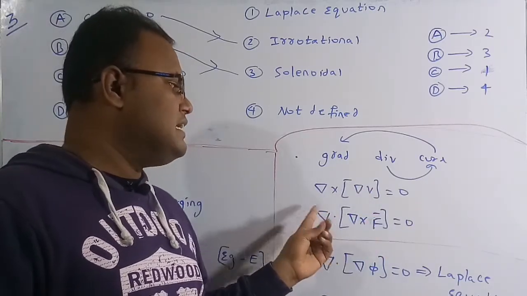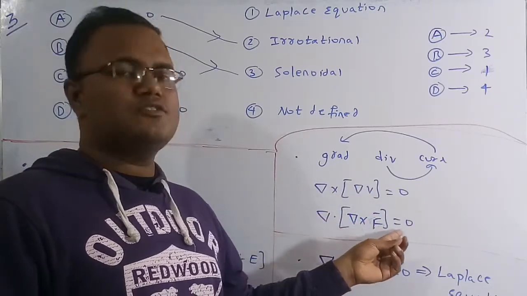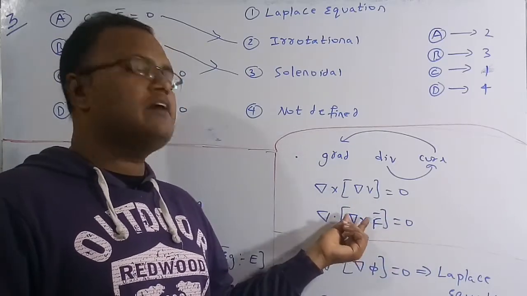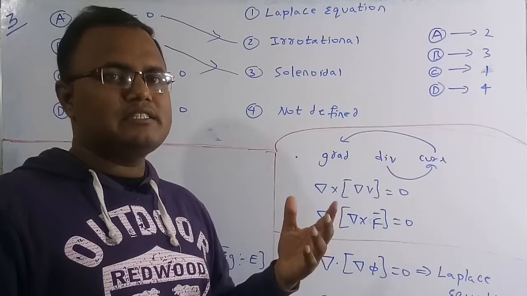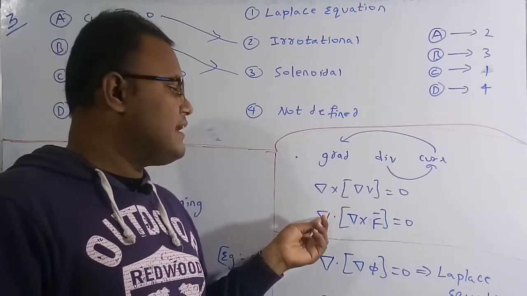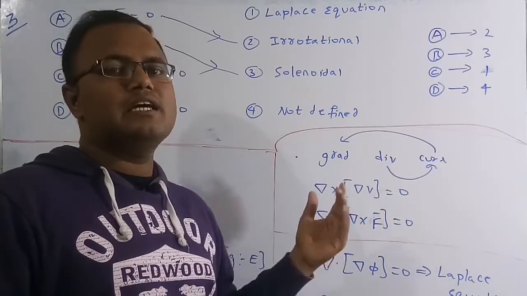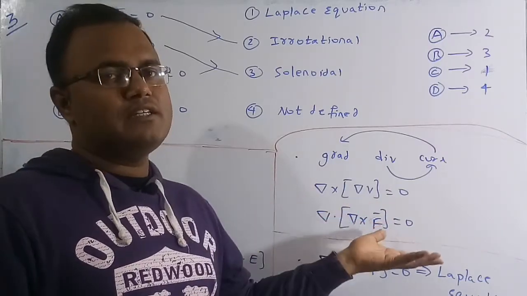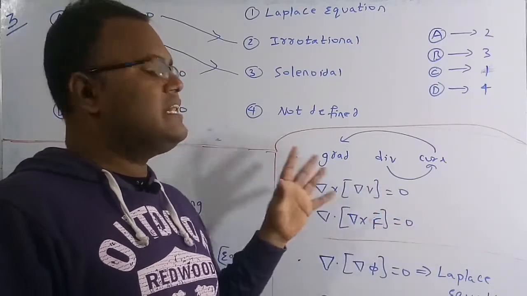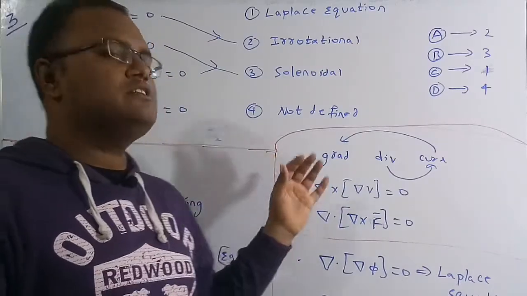The second property is that the divergence of the curl of f bar is equal to 0. The curl of f bar indicates a curling effect present in the field, and curling is not equal to 0. Already the field is curling, so there is no divergence. Therefore the divergence of the curl of any field is 0. These are the null identities which are always true.